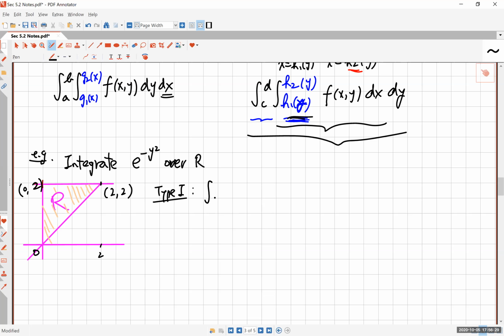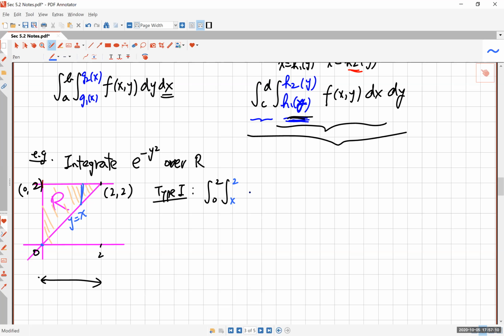Type 1 region means that I ask this question: what does x range from and to? x goes from 0 to 2. That is the biggest range of x, so x goes from this point all the way to this, and that covers the entire region R. And then for each x, we do this kind of thing. This line, by the way, is y equals x, because it goes from (0,0) to (2,2). So y goes from x to 2.